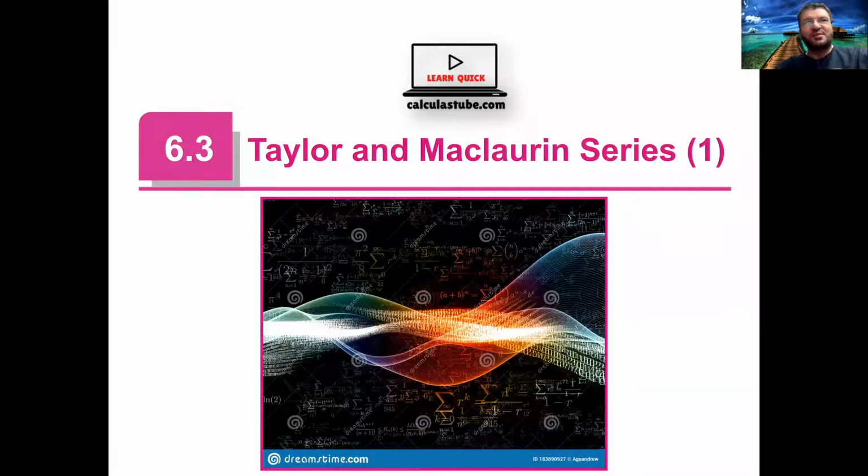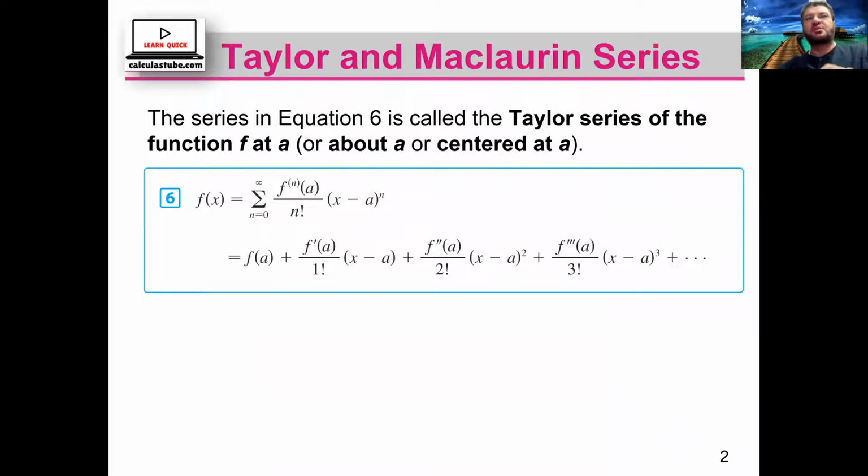Hello students, today we are doing 6.3, which is in general, we're doing Taylor and McLaurin series. I'm going to do it in two parts, because this is a long section. So let's start with Taylor series.